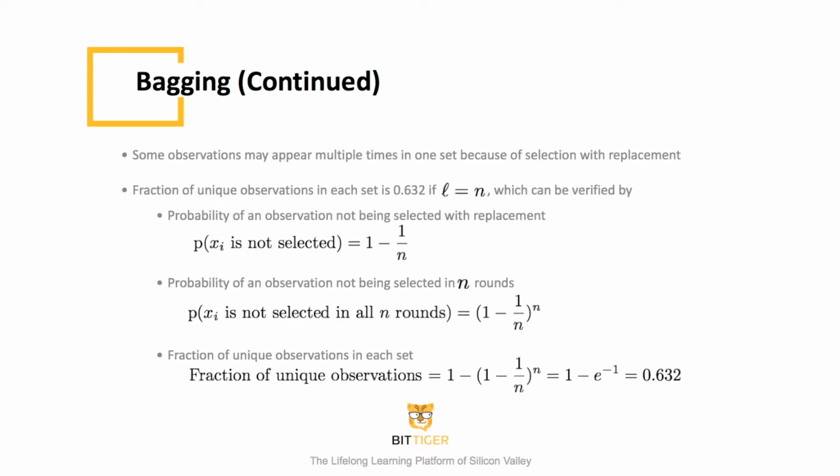Note some observations may appear multiple times in one set because of selection with replacement. The fraction of unique observations in each set is 0.632 if n is equal to L. This is because the probability of an observation not being selected with replacement in each round is 1 minus 1 over n. So the probability of an observation not being selected in n rounds is (1 minus 1 over n) raised to the n. The fraction of unique observations equals 1 minus (1 minus 1 over n) raised to the n, which equals 1 minus e raised to the negative 1, which equals 0.632.